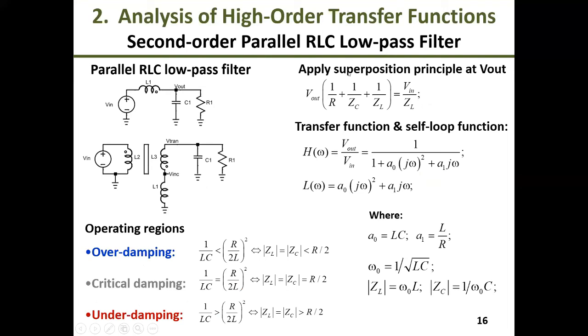After applying the superposition principle, we can define the transfer function and the loop gain function easily. And we can see that the functions are second order complex functions. And the operating region can be defined based on the chosen basic components: resistor, inductor, and capacitor.